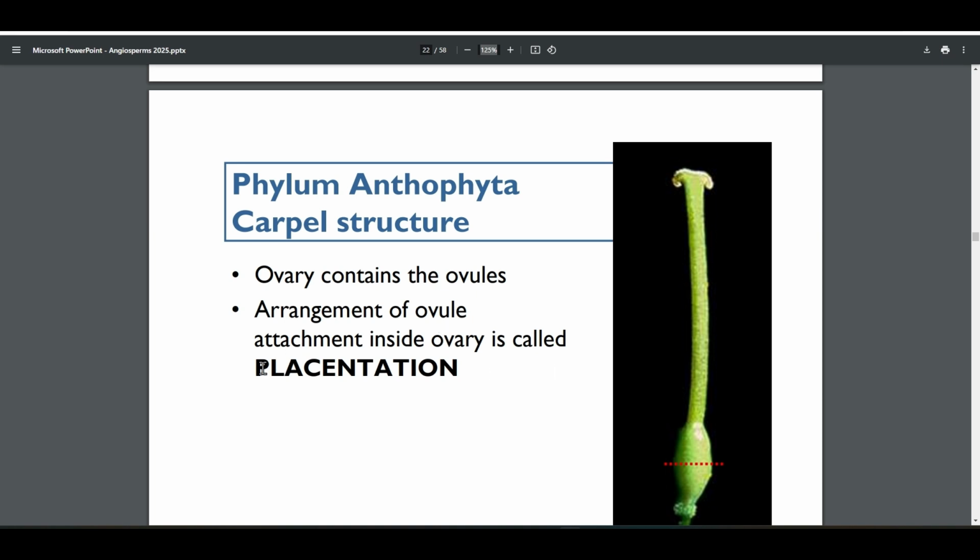Okay, so the ovary will contain the ovules, and the arrangement of the ovule attachment inside the ovary is called the placentation. It is kind of like how the embryo attaches into the uterine lining in humans. That is a paraphrase for what Cleve said.